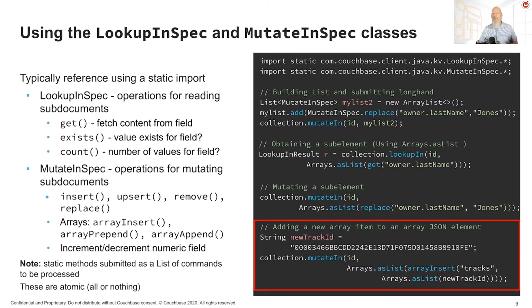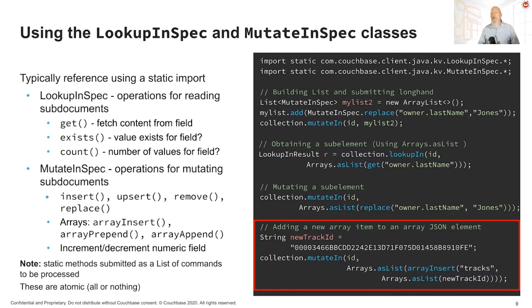Well, I have some track defined as a track ID, and I've just arbitrarily declared it as a string. And then I do a mutateIn, the ID for the playlist having the tracks that I want to amend or change. Then I do an asList arrayInsert. So remember, arrayInsert is one of the methods that's found on MutateInSpec. So it's one of the operations that I can perform when performing the higher level mutateIn operation.